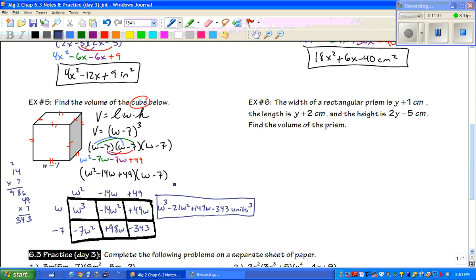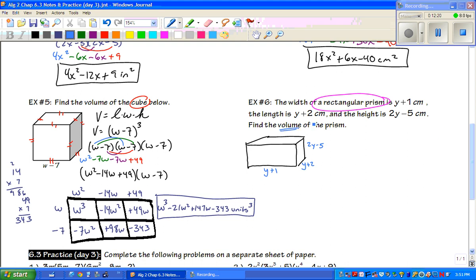I know it sounded like pretty hard. Okay? Now, number 6. Number 6 is talking about a rectangular prism. It's pretty much a 3D rectangle. Okay? So I'm just going to draw my nice pretty 3D rectangle. There we go. So the length is y plus 1. Then we have another one, which is y plus 2. And then the height is 2y minus 5.